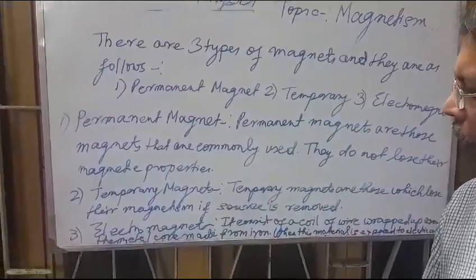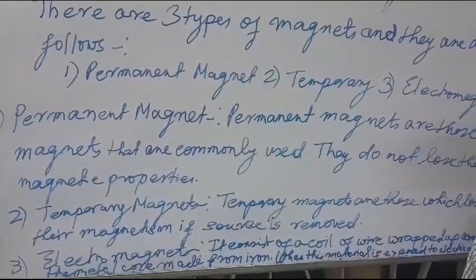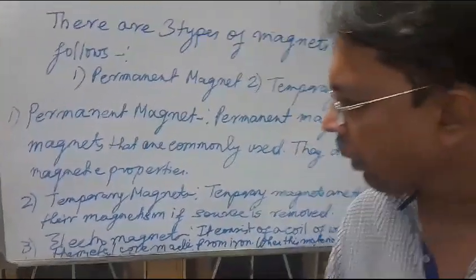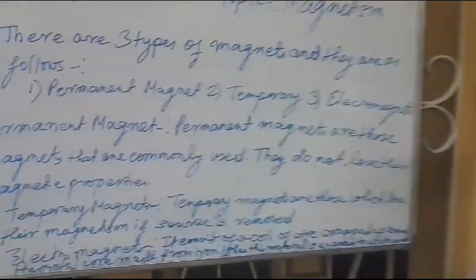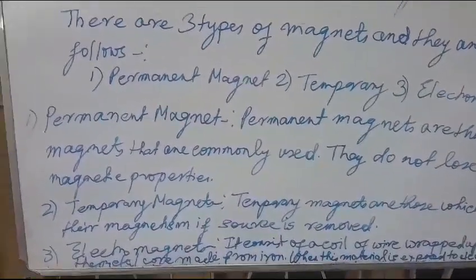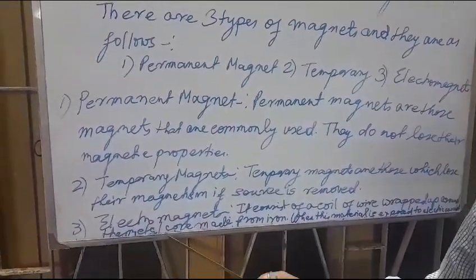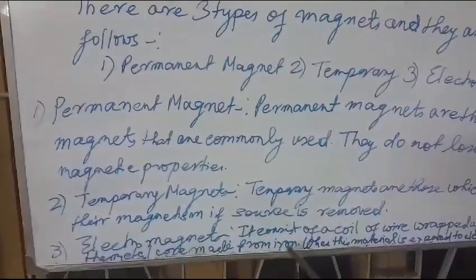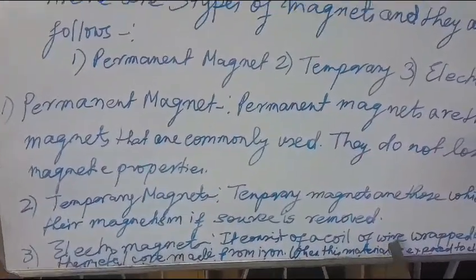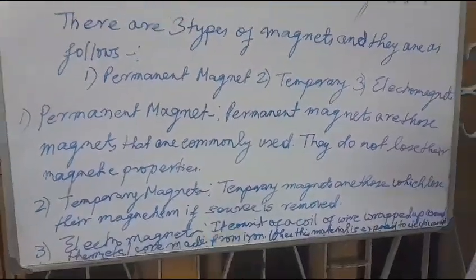Second one is temporary magnet. Temporary magnets are those which lose their magnetism if the source is removed. Number 3, electromagnet. It consists of a coil of wire wrapped around a metal core made from iron. When this material is exposed to electric current, magnetism is produced.